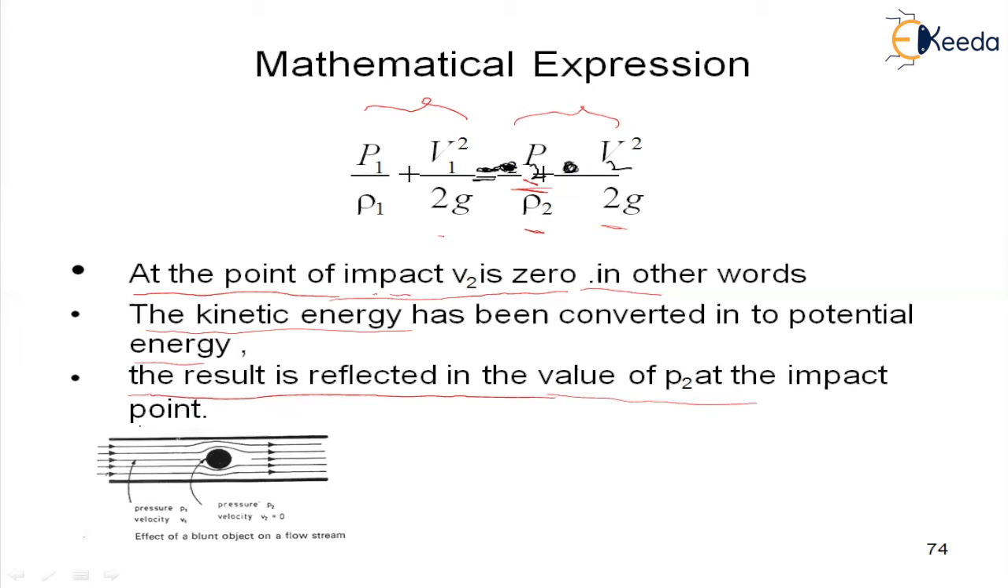So we are at the point of impact. When it is impacting over here, the kinetic energy is converting into potential energy, and automatically the value of V2 becomes 0. Now this equation will change like this, my dear students.